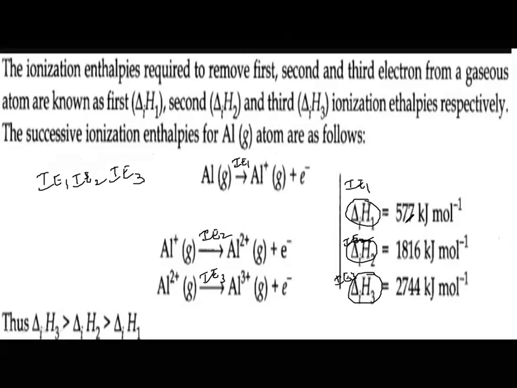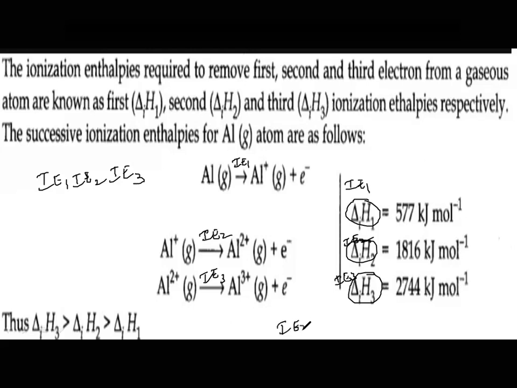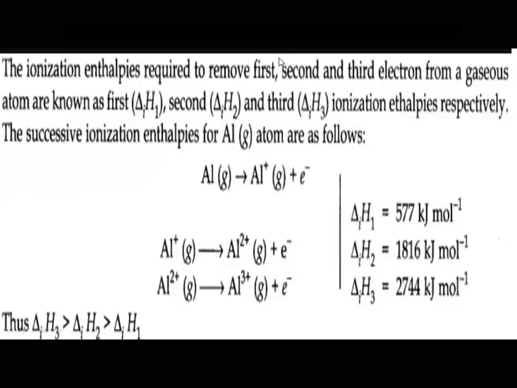So look at the energies. To remove the first electron, I need 577 kilojoules per mole. For the second electron, 1816 kilojoules. For the third electron, 2744 kilojoules of energy. So IE3 is more than IE2, which is more than IE1. And how this ionization energy varies for different elements, we are going to discuss in the next class.